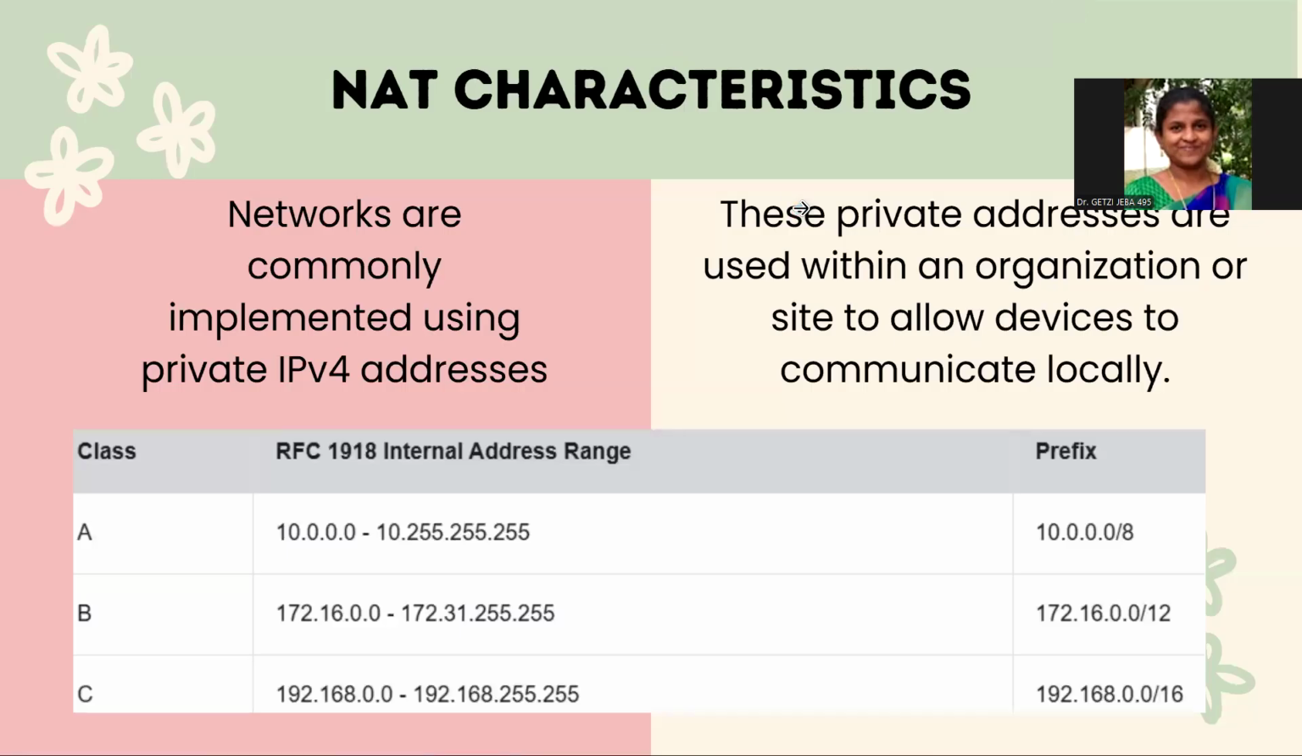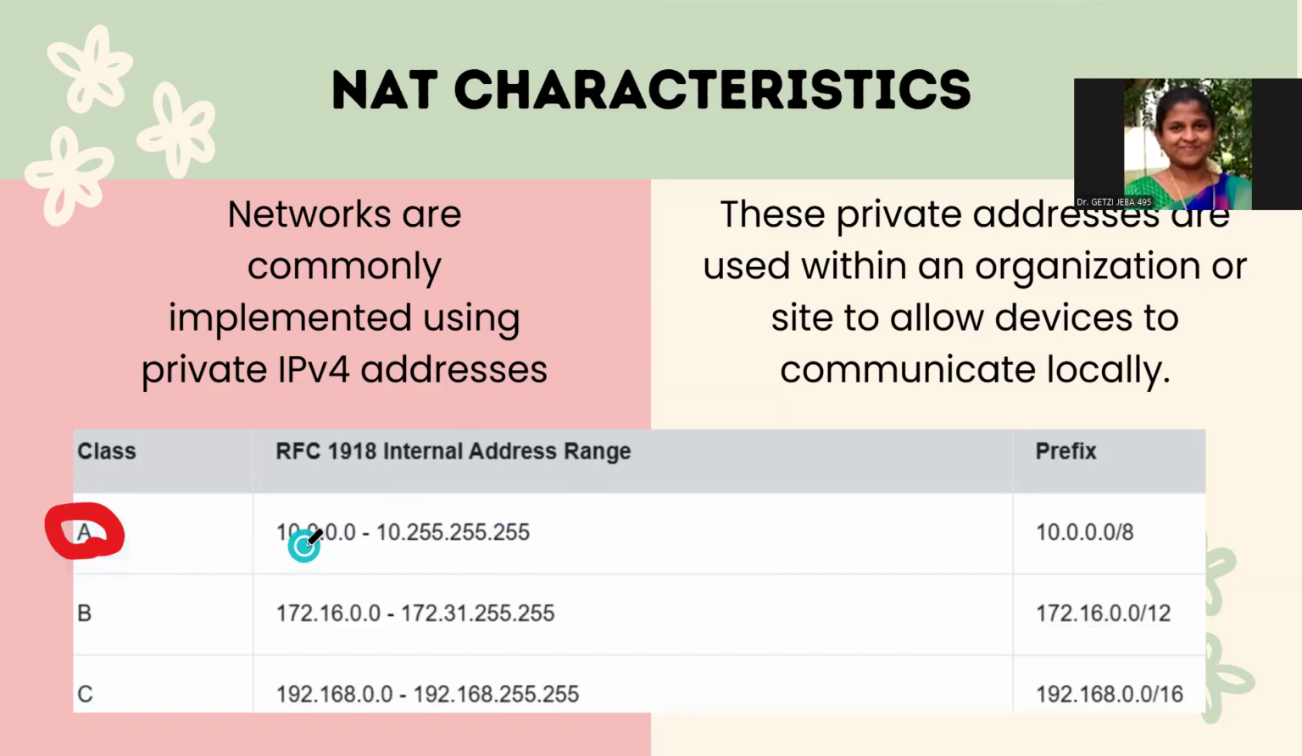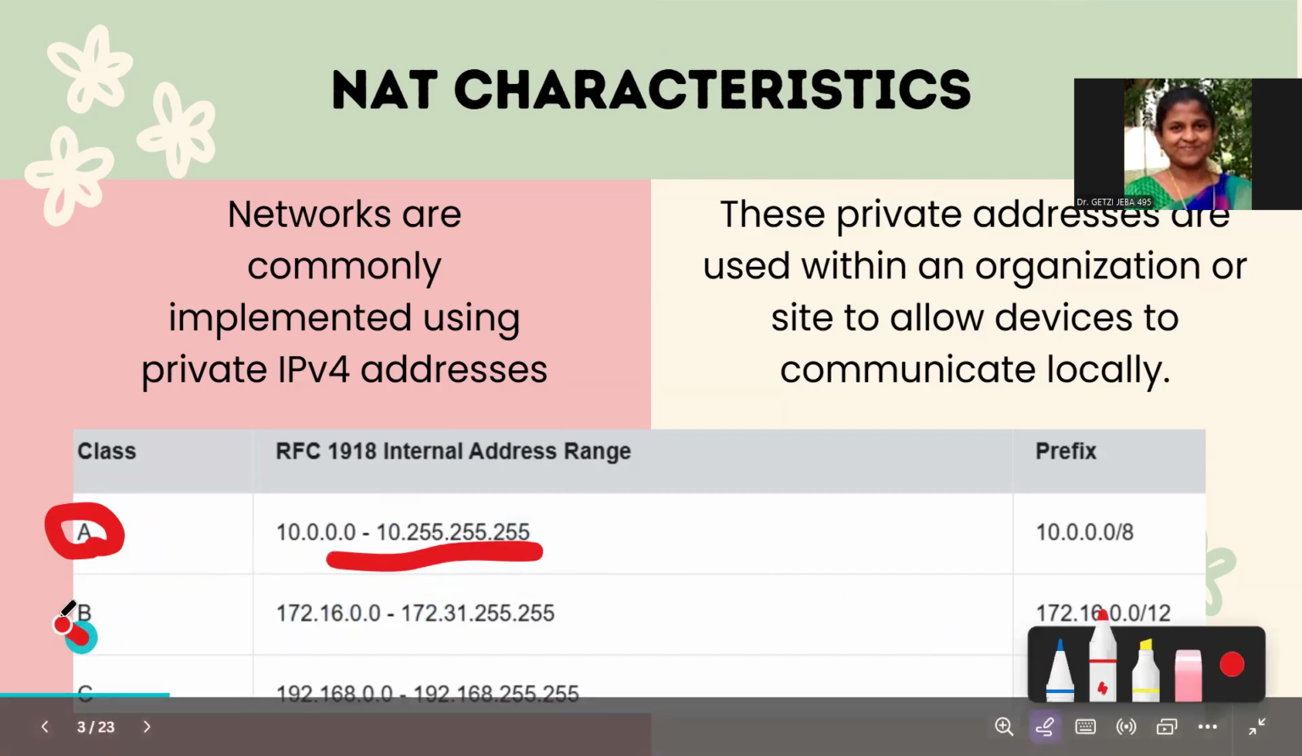Networks are commonly implemented using private IP version 4 addresses. In IP version 4, you have two types of address: one is the public address, the other one is the private address. The private address ranges are given as below. In class A, we have 10.0.0.0 to 10.255.255.255. Similarly, in class B, we have 172.16.0.0 to 172.31.255.255. And in class C, we have 192.168.0.0 to 192.168.255.255.